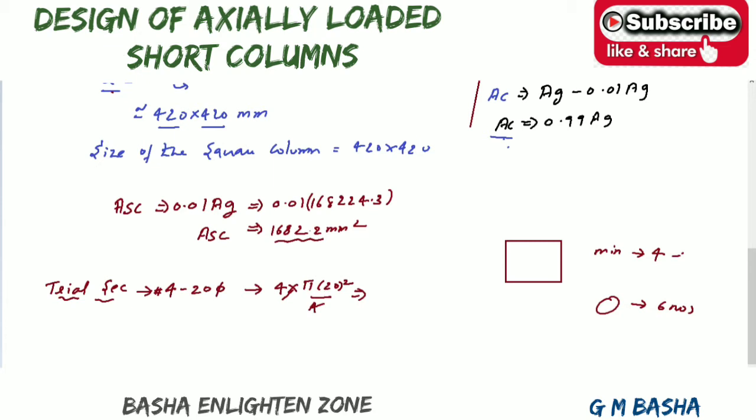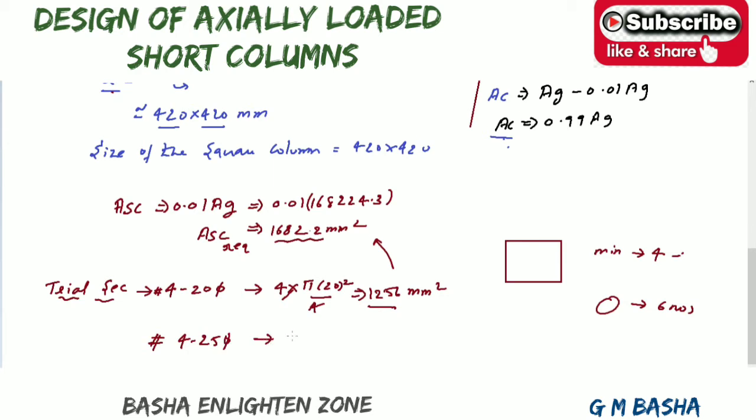That is 1256 mm square. It does not suit here. Why? Because the area we are providing with these 4 bars is lesser than the required value. So this is the required value. And go for the next trial, that is 4 bars of 25 dia.